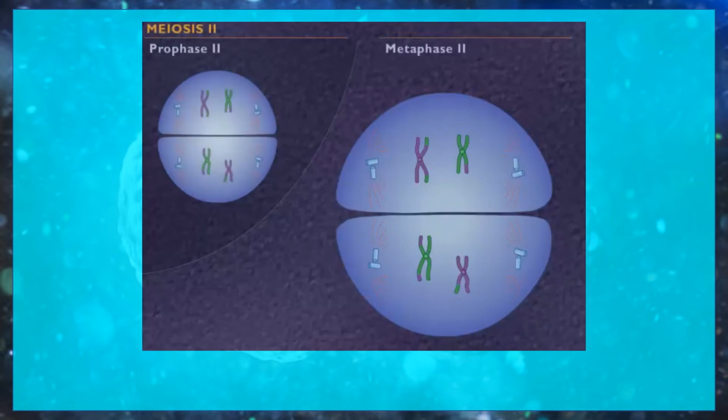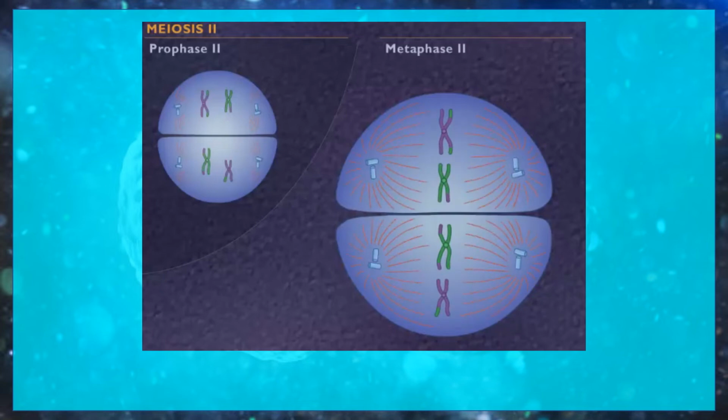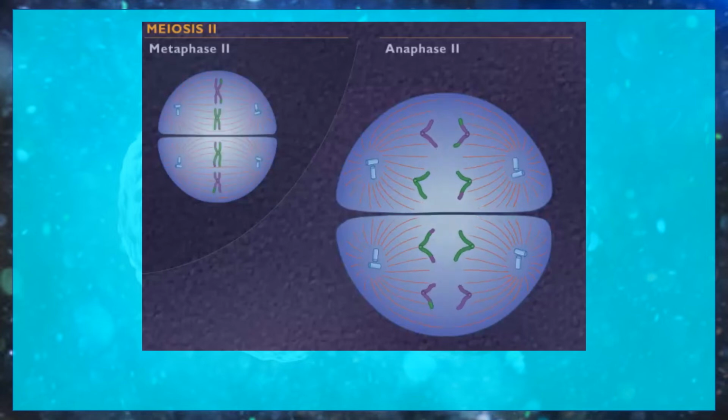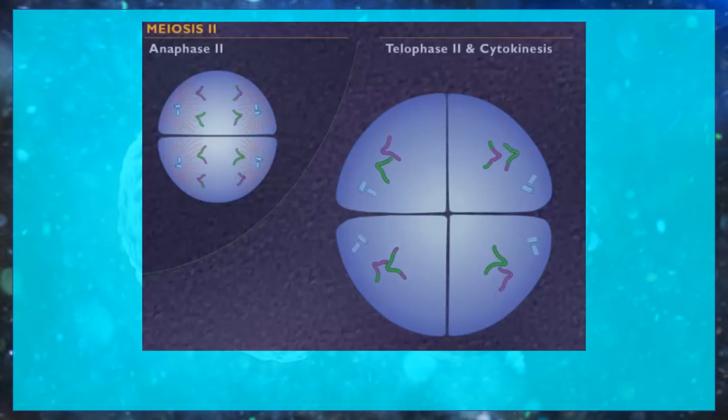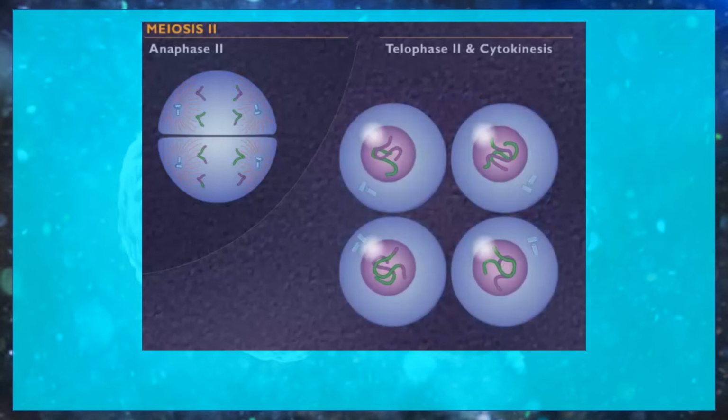In metaphase 2, the chromosomes line up along the equator. This is different from metaphase 1, where the homologous chromosomes were lined up. In metaphase 2, each cell has only one of each homologous chromosome. In anaphase 2, the sister chromatids move away from each other along the spindle fiber, and in telophase 2, along with cytokinesis, we see the formation of four genetically different haploid cells.